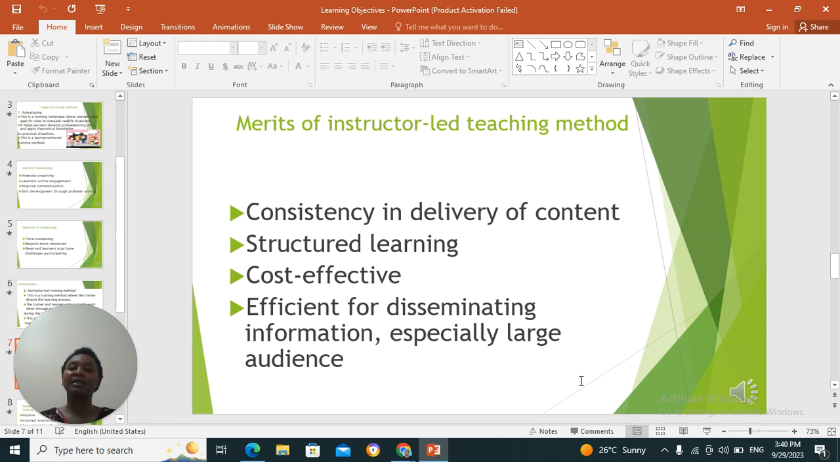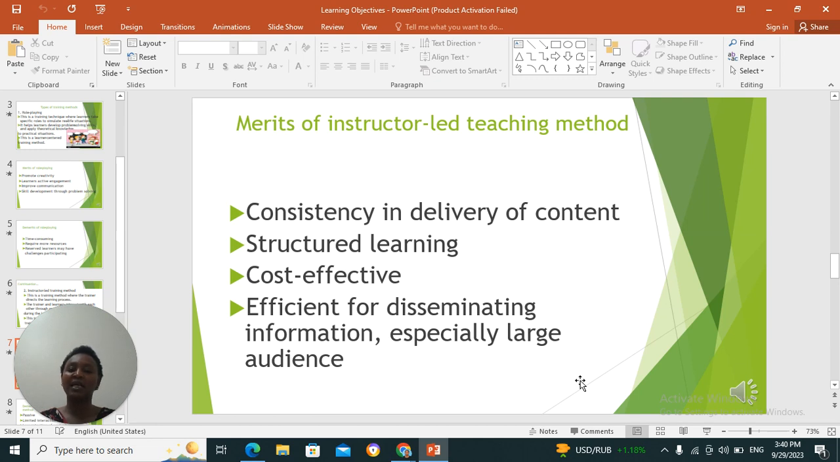Another one is that it has structured learning. We know that in the teacher-led teaching method, mostly they follow a curriculum. There's a laid down structure which they are supposed to follow in order to train and to disperse information and deliver information to the learners.